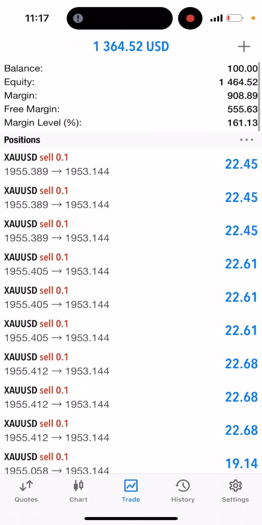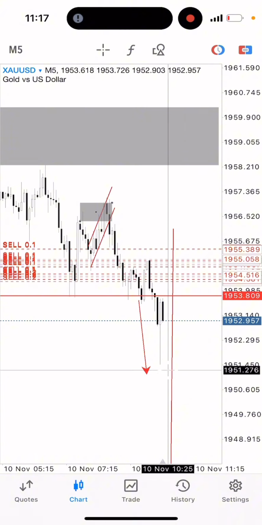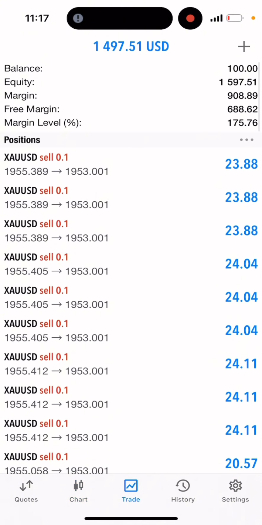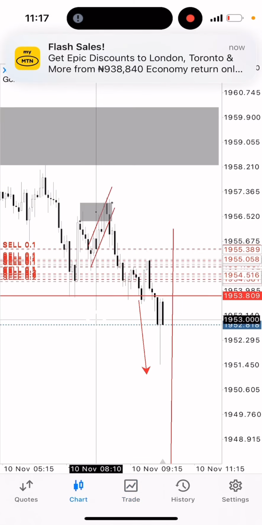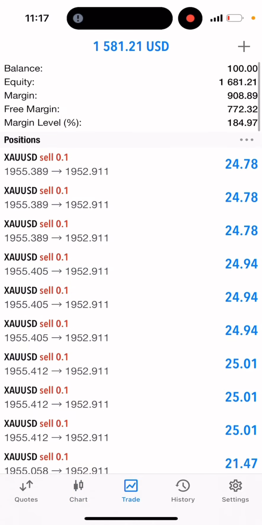Now it is running $1,500. My target for this trade was 1,000, but now it is running 1,500, even $1,600 right now. So guys, I might close my trade at this level now.